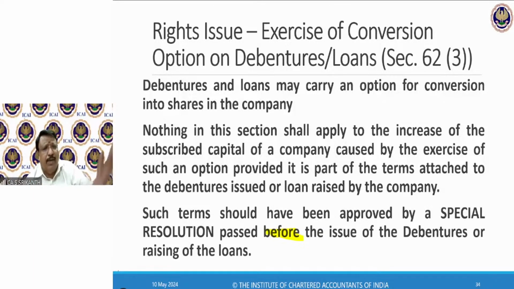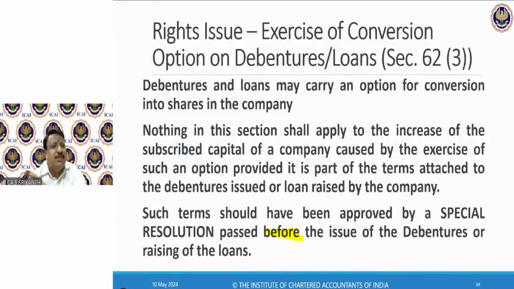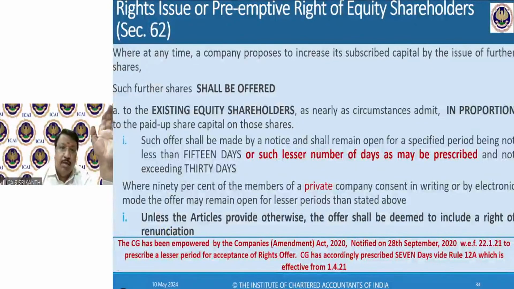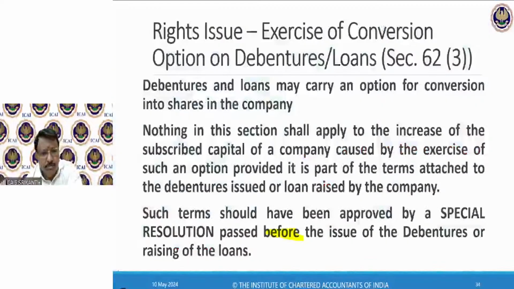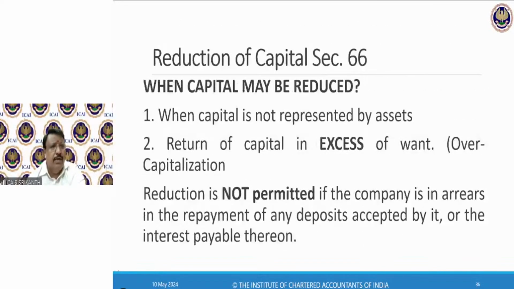Then 62 will not apply. Okay. Or if the company passes a special resolution, straight away you can allot these shares to anybody you want. But for that, the existing equity shareholders should pass a special resolution. Right. Similarly, when government has the right to convert and they do that, then this section will not apply. Right. Now, quickly, I want to take you through reduction of capital.